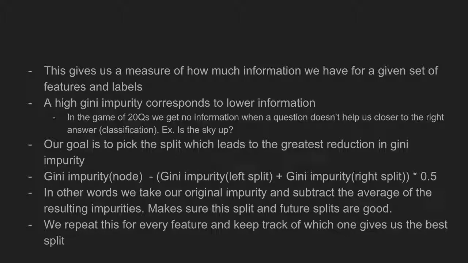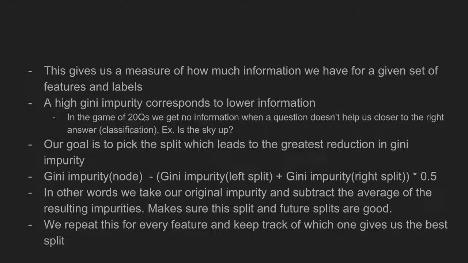Basically what we're going to end up doing is, for every feature that we have, we're going to use it as our splitting point, check and see how it does, and whichever feature has the highest reduction in Gini impurity, that's the feature we're going to pick. Does anyone have any questions on that?